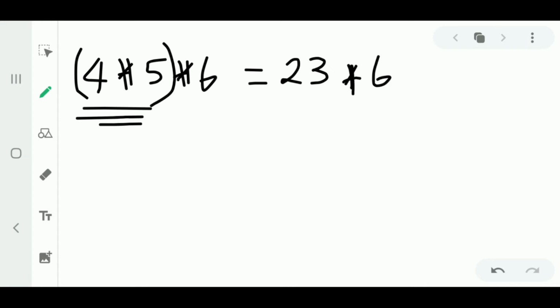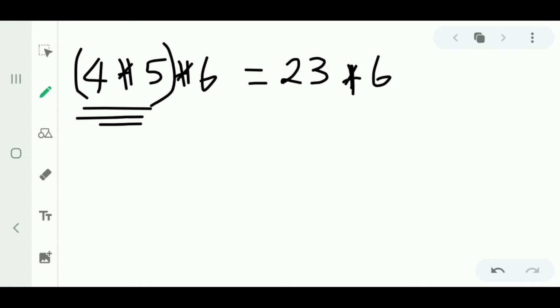Let's say for this same question, we wanted to find 4 star 5 star 6, like this. So what this is saying is you need to first find what is 4 star 5, but we just found 4 star 5, which was 23. So that's saying 23 star 6.